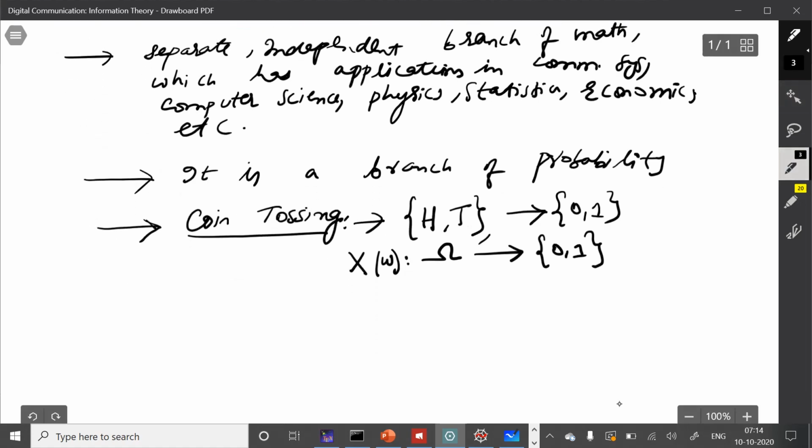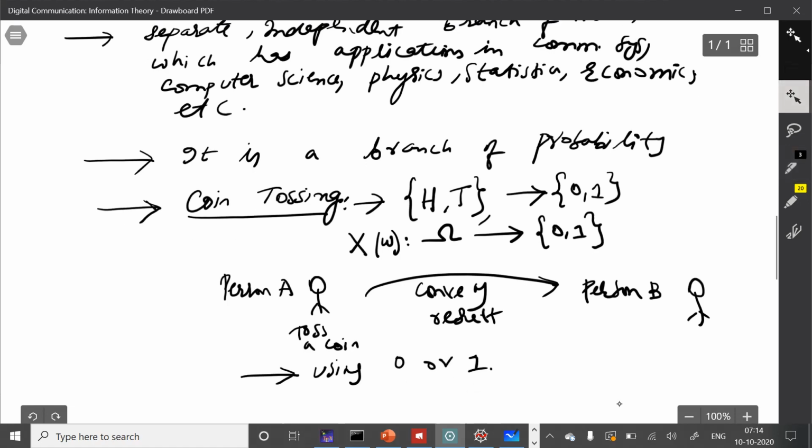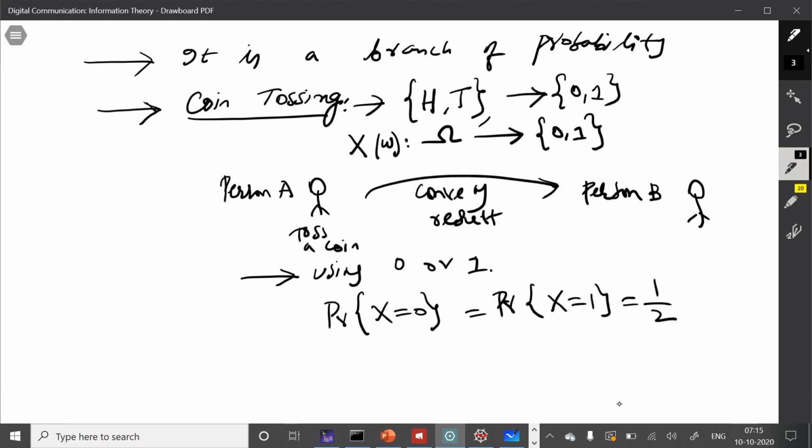Now we would like to give a representation. Suppose here's a person A. He tosses a coin and he wants to convey the result to person B. The rule is you have to convey only using binary bits 0 or 1. And one more thing is, the probability of head, that is X equal to 0, is the same as the probability of tail, X equal to 1, which is half. Very simple example, a fair coin.